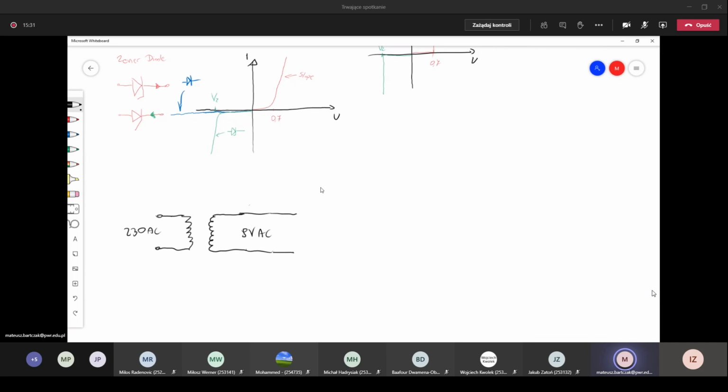But this is not the task for today, what I'm showing now. It's just to have the view where we can use the Zener diode. This is just the example. Here we have the bridge, the full wave rectifier bridge. We will build it with the diodes.